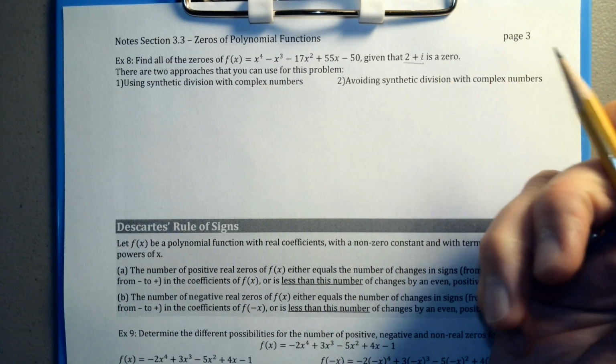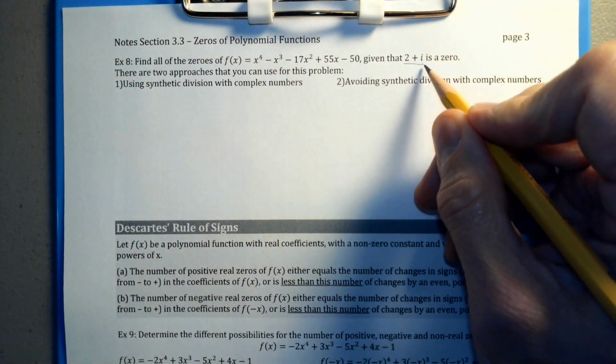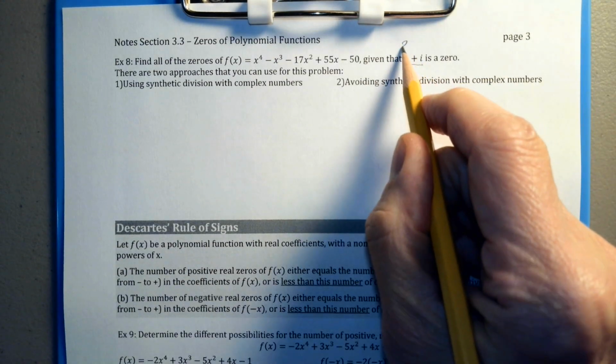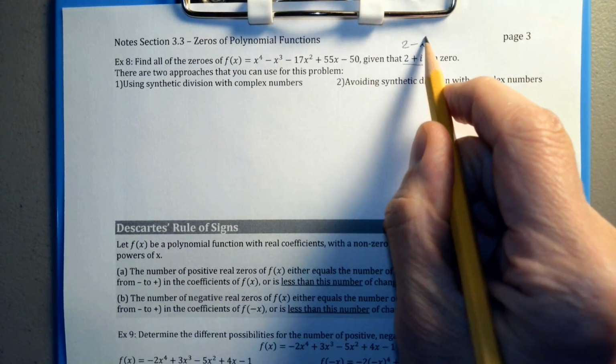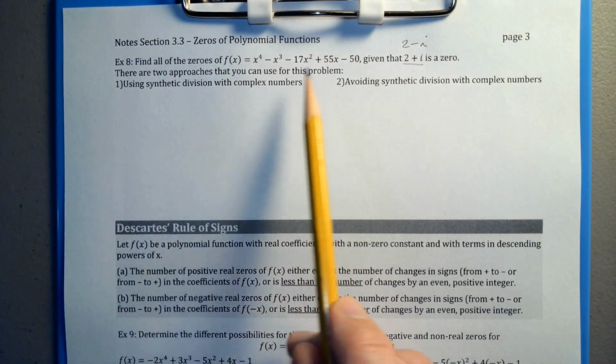All right, so the complex conjugate theorem that we just talked about said that if 2 plus i is a solution, then we know 2 minus i must also be a solution. Okay. So what they want us to do is find the other solutions.